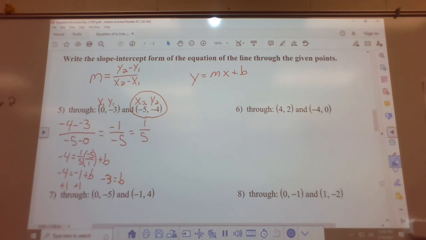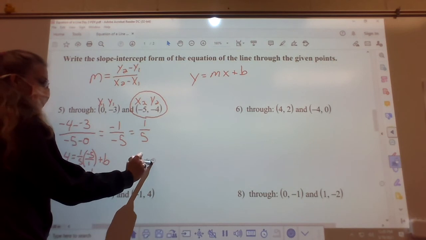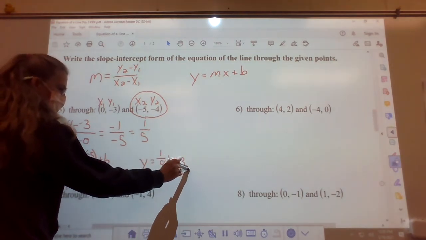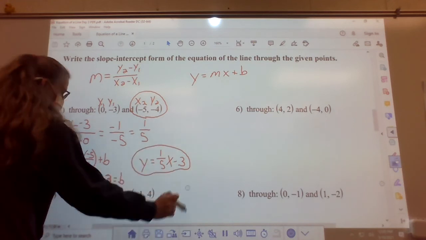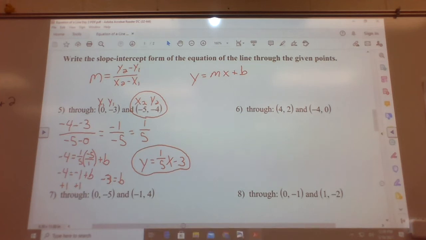Now again, we're not quite done. We still have to write the final equation. So my final equation was y equals 1/5 x minus 3. That's my final answer. So like I said, it's the same thing we did on top. It just takes the extra step. Because I didn't give you a slope, you have to find a slope. And it does not matter which point you pick. Pick one or the other, it's going to get you to the same b.